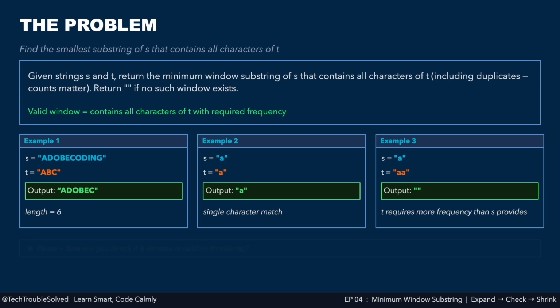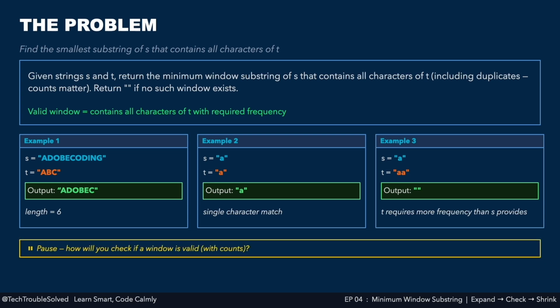Pause here for a second. Think about this. How would you check if a window has the right frequency of every character in T? Not just presence, frequency. Okay, let's look at why the first instinct breaks and what we actually need.